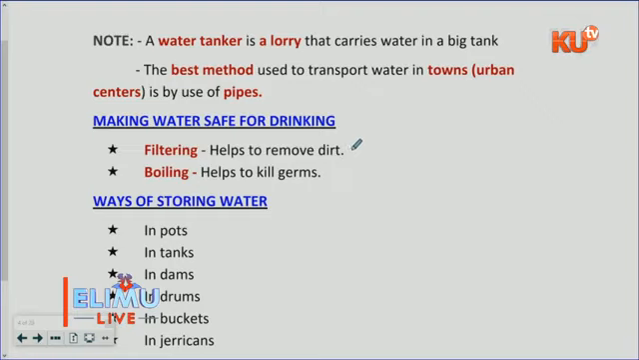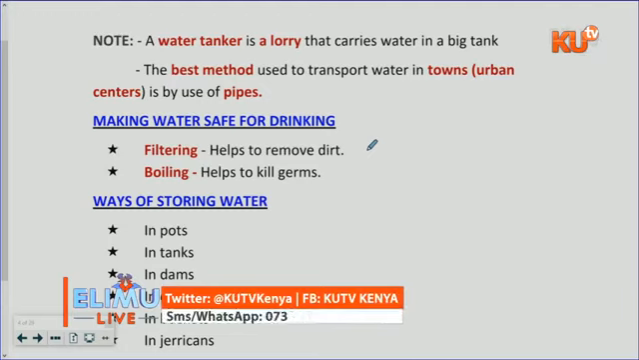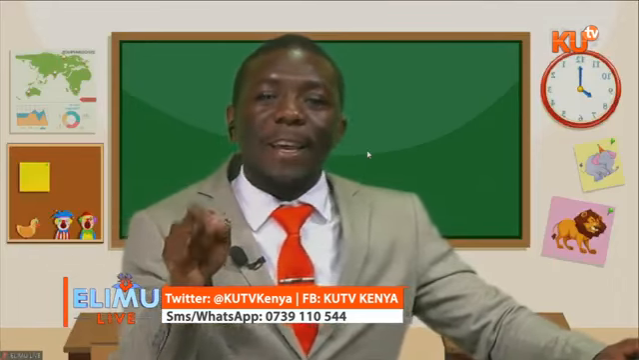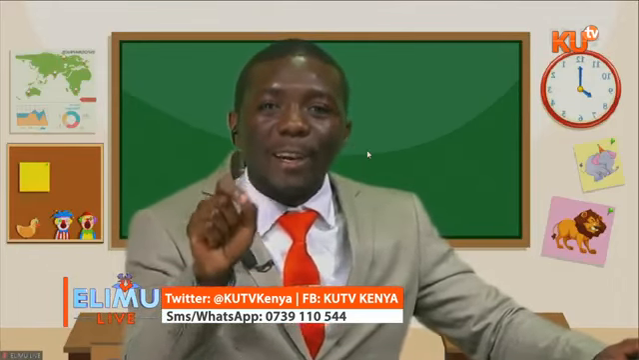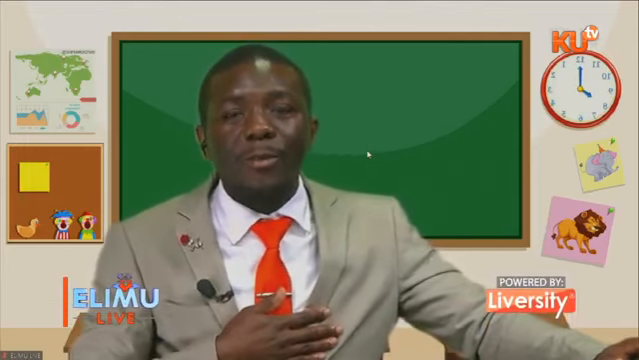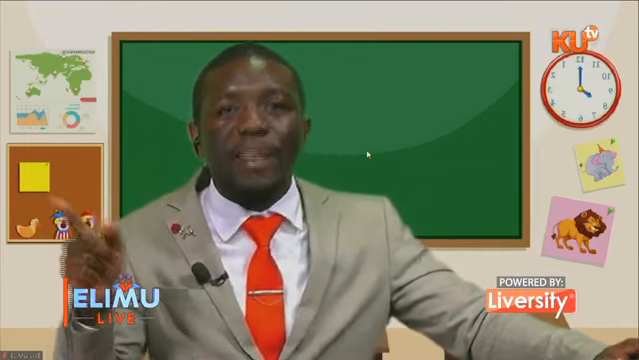Because when you filter, there will be water that will go through, will pass through that clean piece of cloth, and that water we call filtrate. The dirt that is in that water will remain on the piece of cloth. That one we call the residue. So filtering helps only to remove dirt. Filtering does not make water safe for drinking. So filtered water is not safe for drinking.